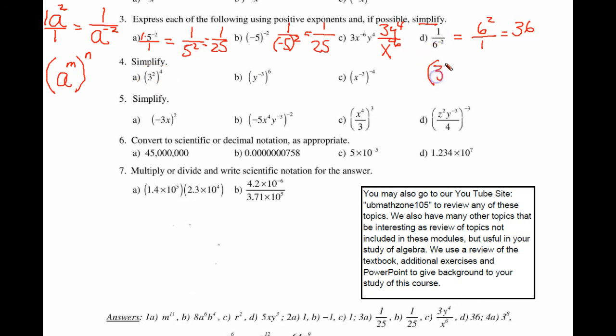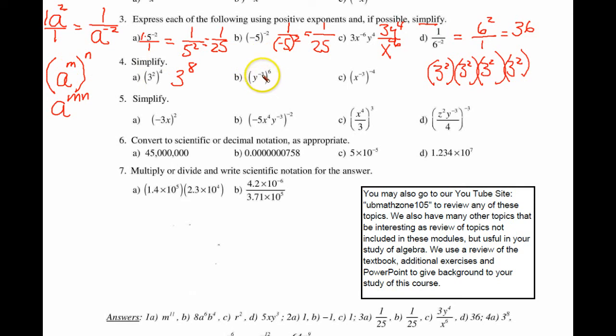Because it's 3 to the second times 3 to the second times 3 to the second times 3 to the second. So this 4 indicates that this base is written 4 times. So this is going to end up being 3 to the 2 times 4, which is 8. Or in this case, we would just add all the 2's and get 3 to the 8th. So here, the result is a to the m times n, a multiplication.